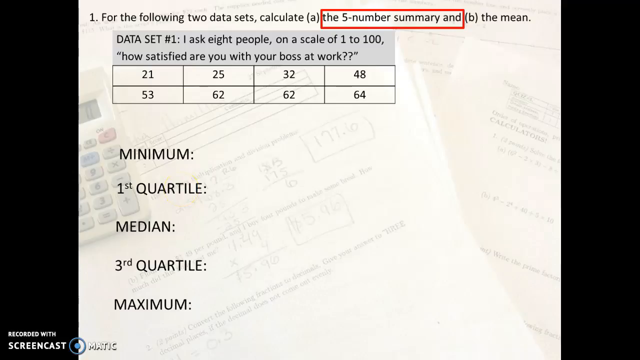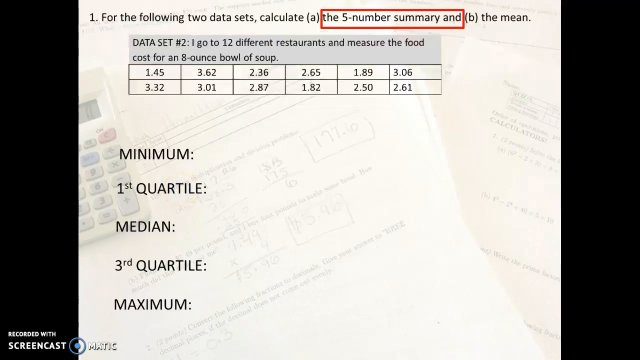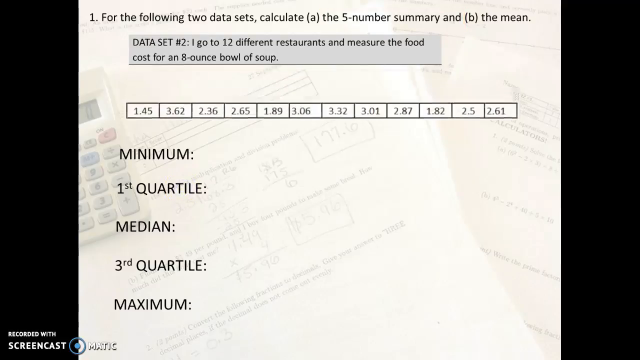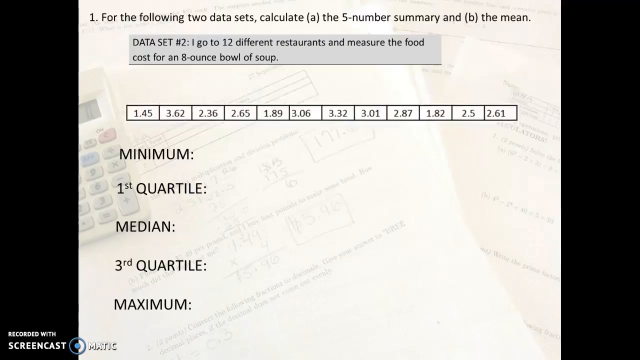I'll get you those. However, let's change up the data. Let's go with something about the price of soup at a restaurant, the price it costs a restaurant to make soup. I will solve the 5-number summary for this data set. You'll apply it to the homework. Okay, first thing, if we have a data set here, 12 numbers for these bowls of soup, the first thing we need to do is get them in order, from smallest to largest.